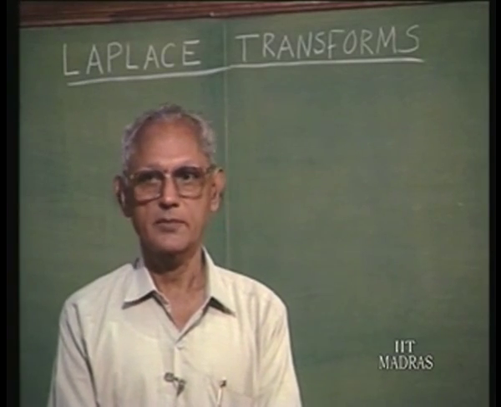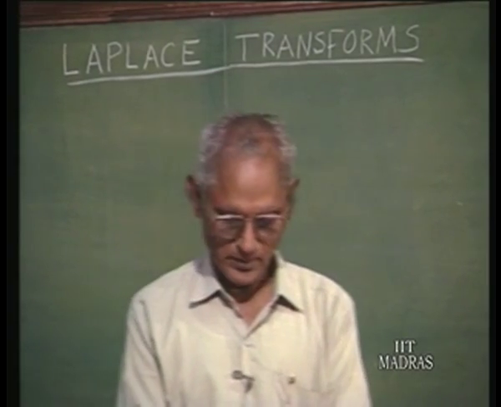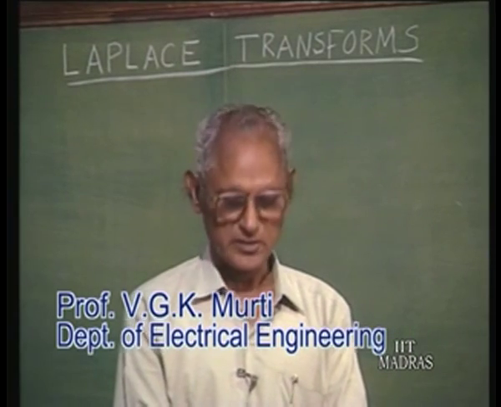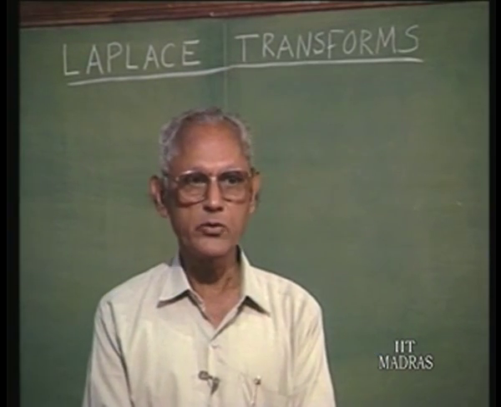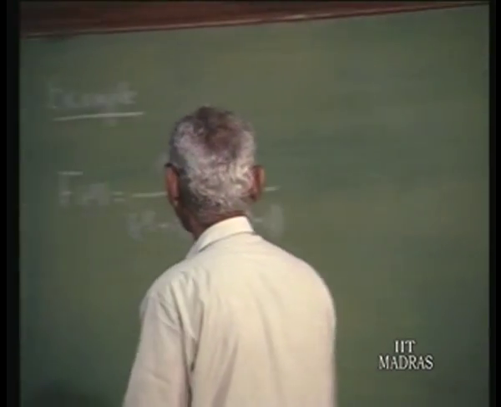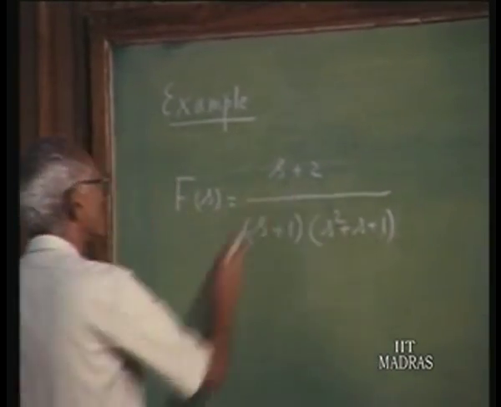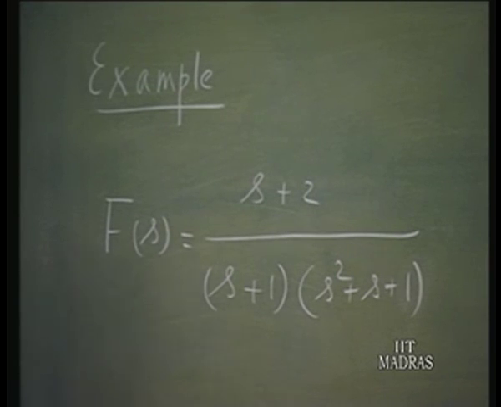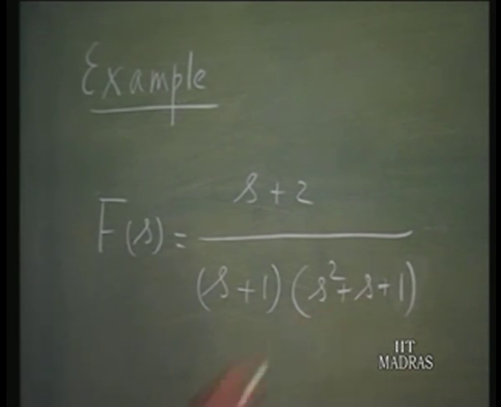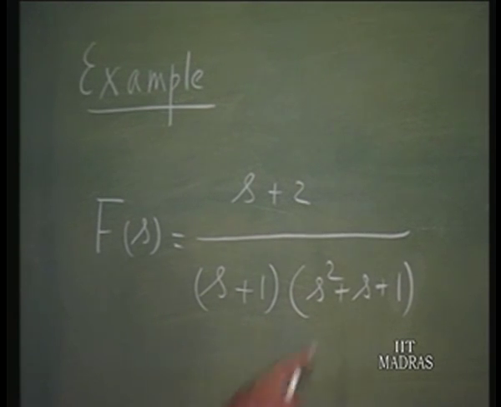In the last lecture, we were considering finding out the inverse Laplace transform through the method of partial fraction expansion. We shall continue this discussion with an example. Let us consider F of s, a rational function, which is (s plus 2) over (s plus 1)(s squared plus s plus 1). This has obviously 3 poles, one at minus 1 and a pair of complex conjugate poles at minus half plus or minus j root 3 upon 2.